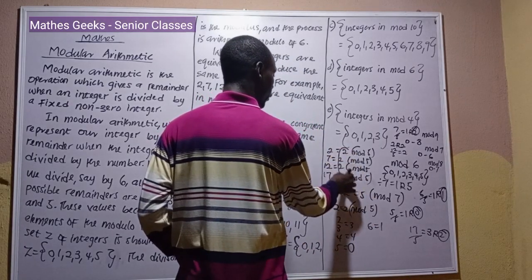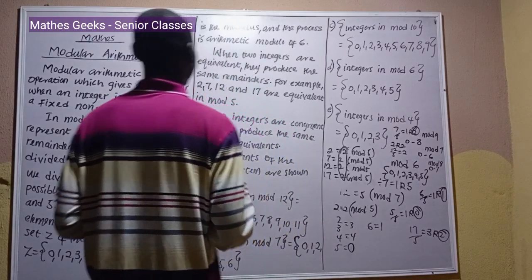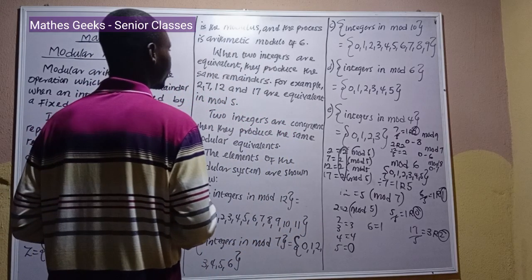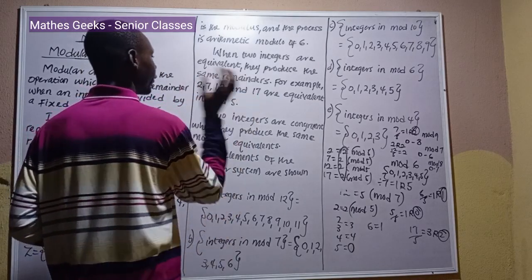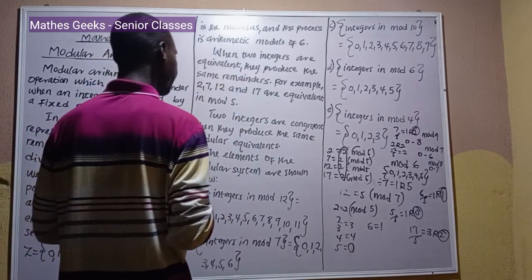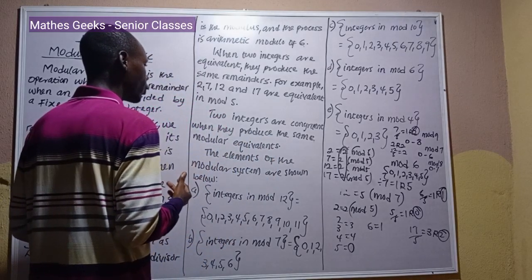We discover that all of them are equal to 2. So that's what we mean by equivalent. When two integers are equivalent, they produce the same remainders. So 2, 7, 12, and 17 are equivalent in mod 5. Two integers are congruent when they produce the same modular equivalence.